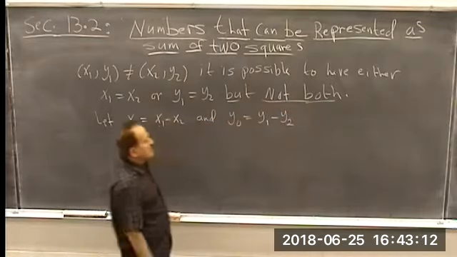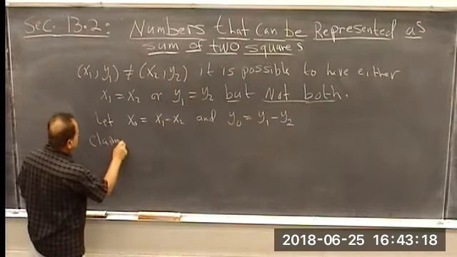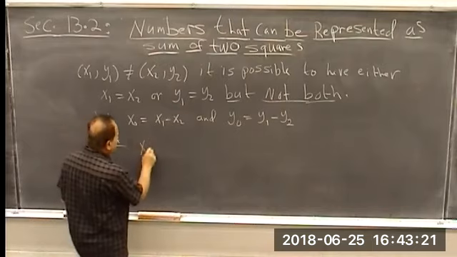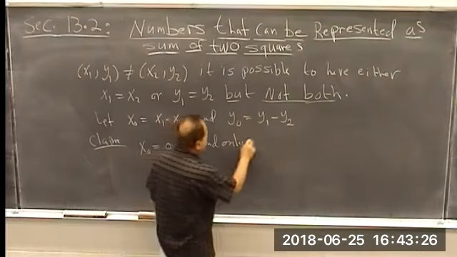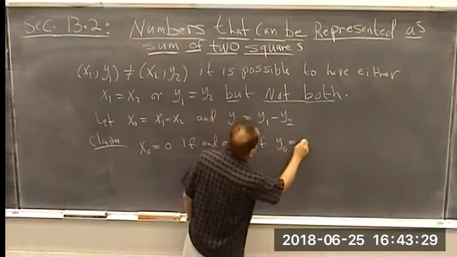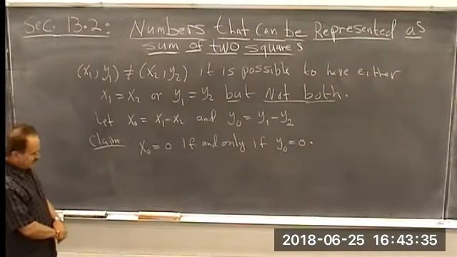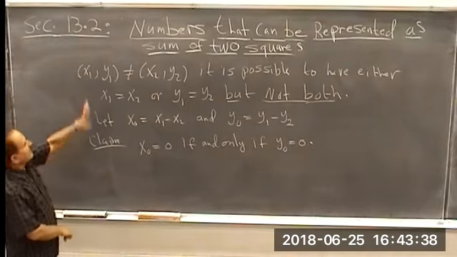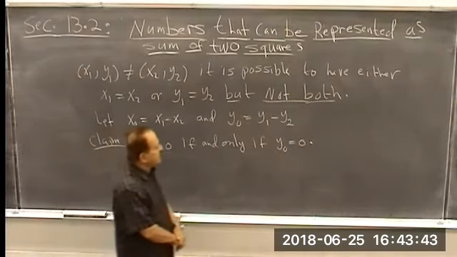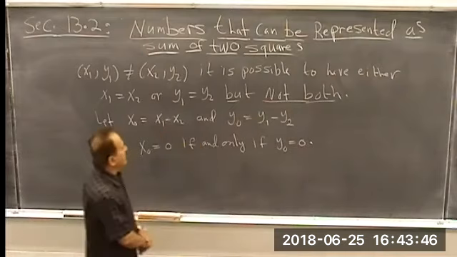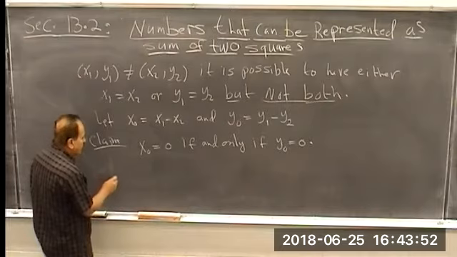Now, to show these are not both, we're going to do it through this claim. Claim: x sub 0 equals 0 if and only if y sub 0 is equal to 0. In other words, if one of them is equal to 0, then the other is equal to 0, which makes the ordered pairs the same, or the other way around. So once we prove this one, they are not going to be both the same. All right, and to do this, let's do the proof for this one.